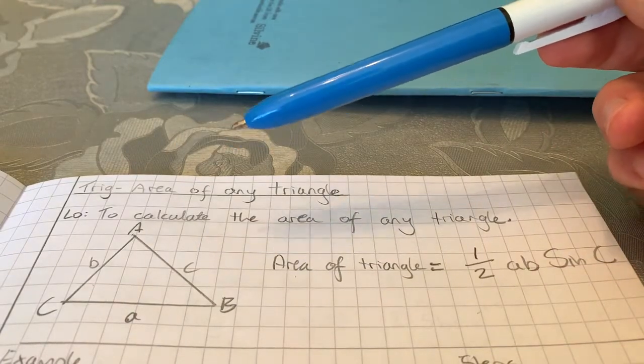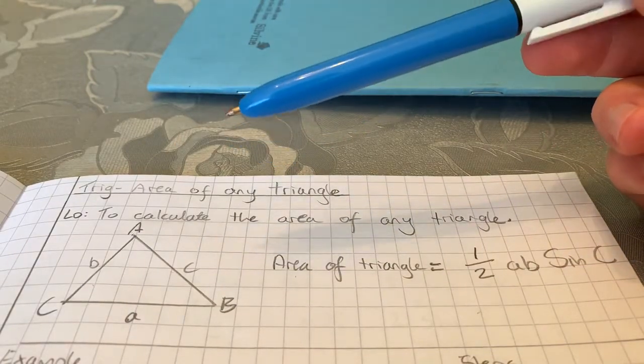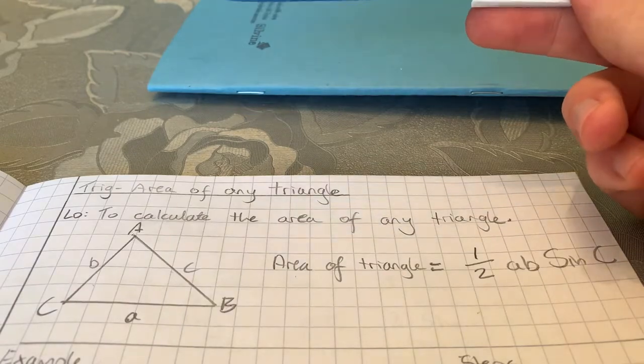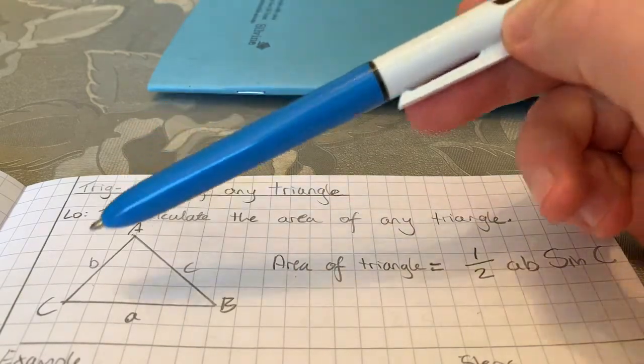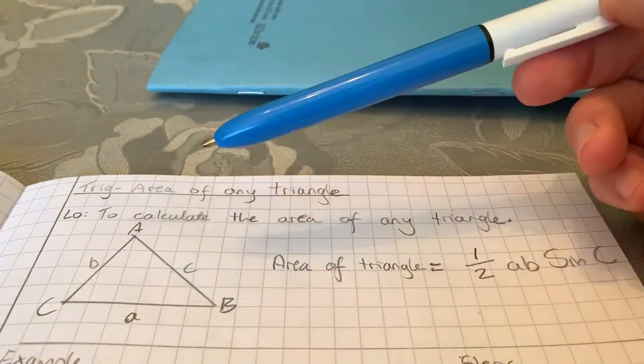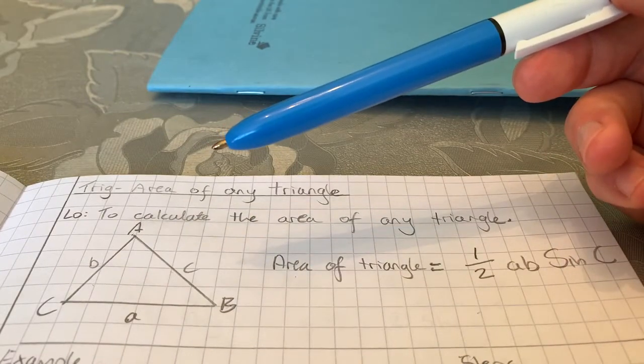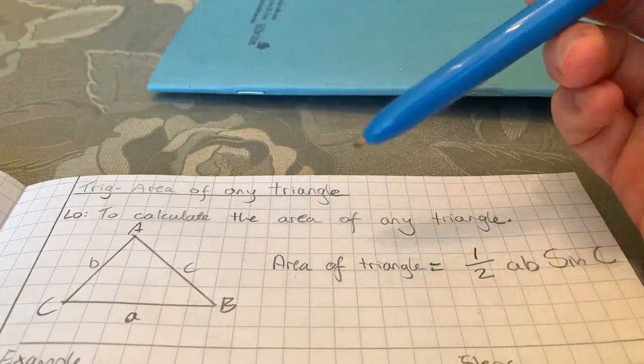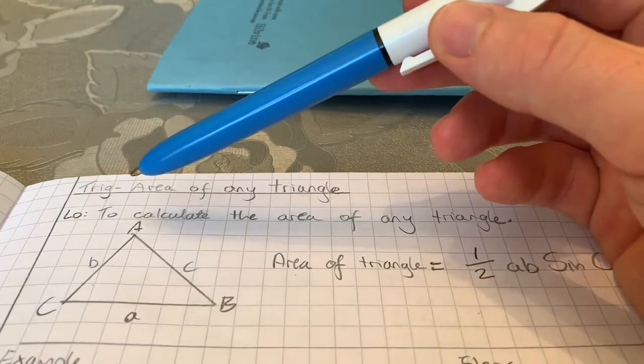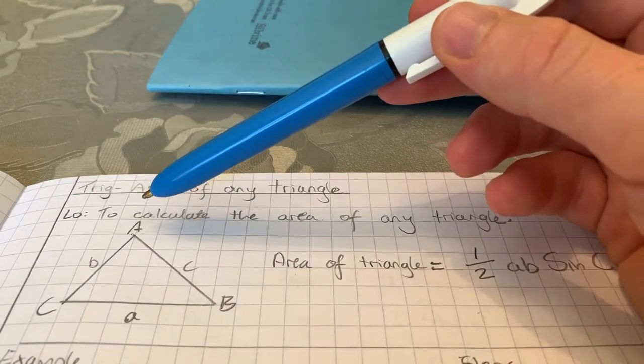So, finding the area of any triangle using trigonometry. Now with this, it's when you haven't got the base and the height given to you, so your normal half base times height. But what you could consider before you start is labeling your triangle, always important.